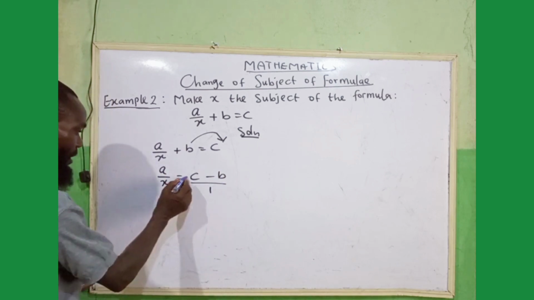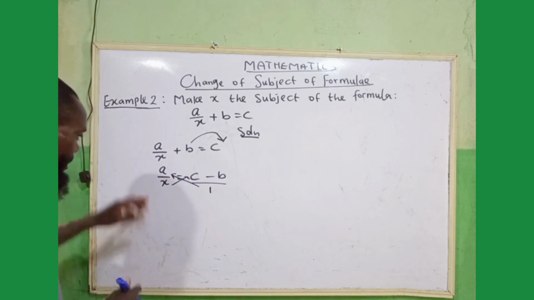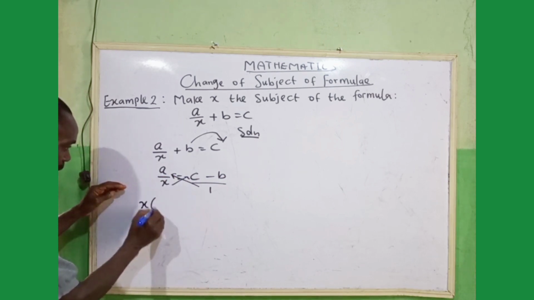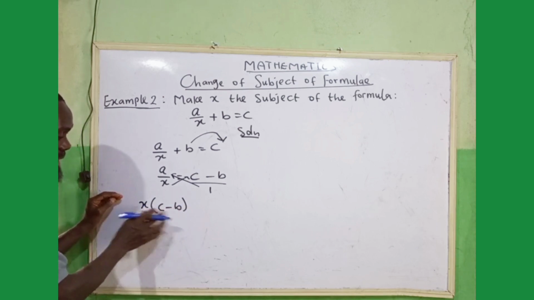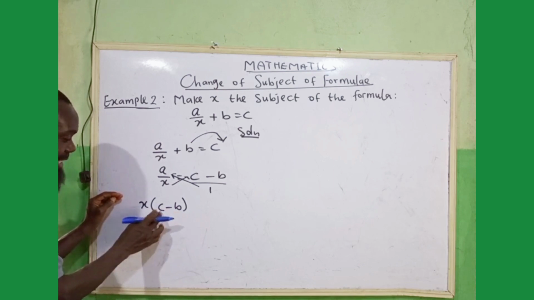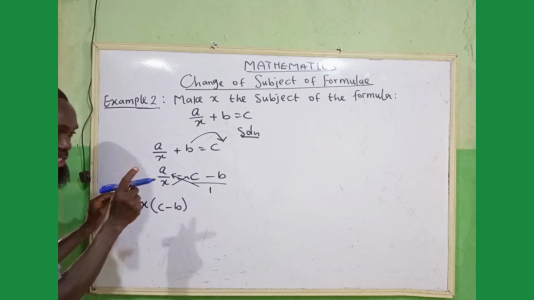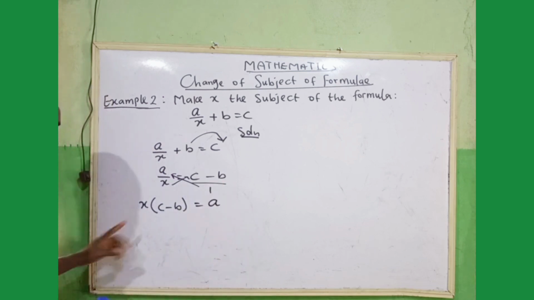To cross multiply. Don't forget the unknown goes to the left hand side. We have x multiplied by c minus b. Why am I using brackets? Because this is more than one value. You have to use brackets. If it is ordinary c, it will be x times c, the sign of multiplication, is equal to a times 1, we have a. From here, I'm looking for my x.